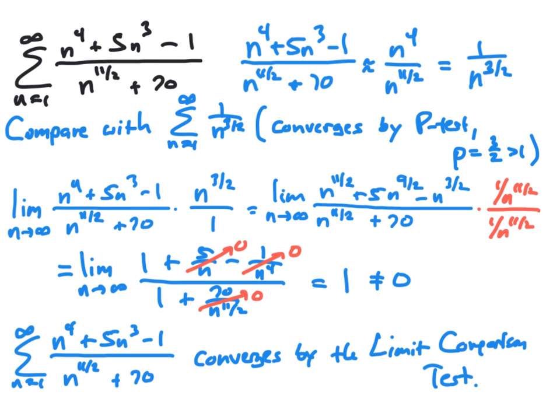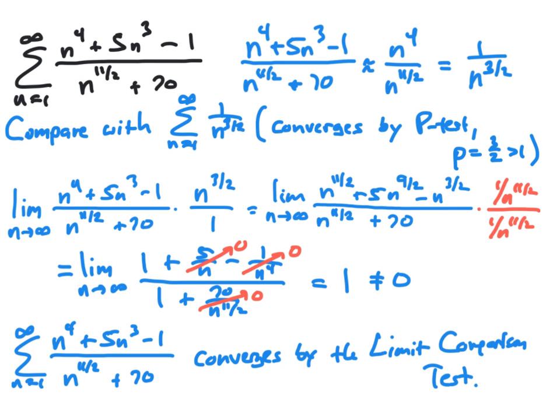So we take the limit as n goes to infinity of our given series term, divided by 1 over n to the 3/2, which means we can multiply by n to the 3/2 over 1. We distribute n to the 3/2 across the numerator, then multiply and divide by 1 over n to the 11/2, the largest power of n in the denominator. When we do that, we get the limit as n goes to infinity of 1 plus 5 over n minus 1 over n to the 4th, all over 1 plus 70 over n to the 11/2. The three terms with an n in the denominator go to 0 when we take our limit as n goes to infinity, and we're left with simply the number 1, which is non-zero.